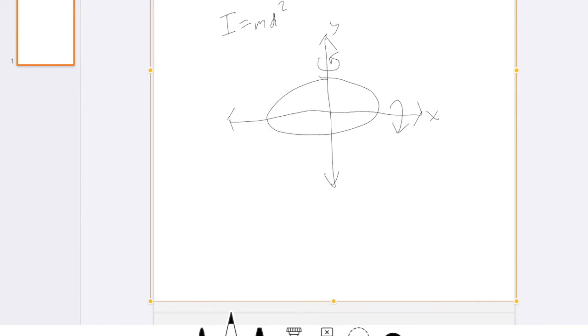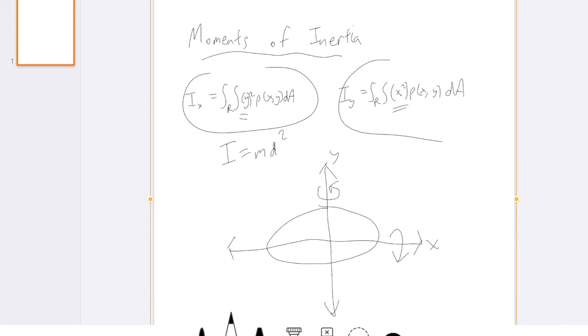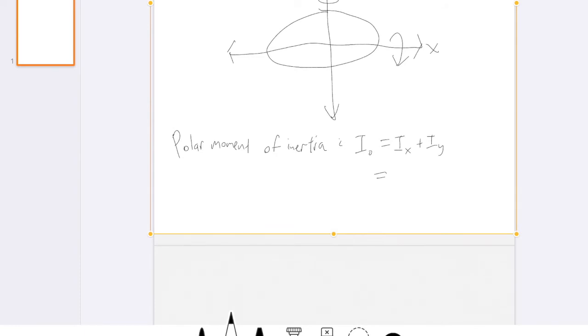So finally, there's this thing called the polar moment of inertia. And it is denoted by I naught. And it's simply I sub x plus I sub y. And it kind of gets its name because if you add these two equations, then you would get x squared plus y squared in this position, which you could sub to just be r squared.